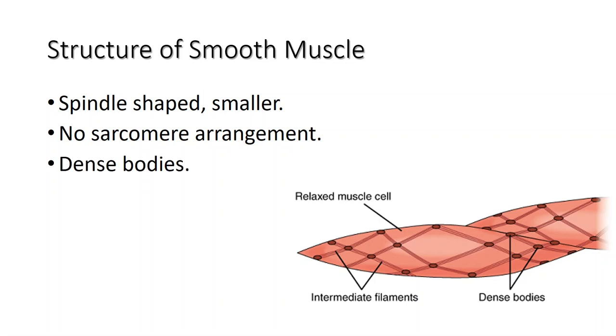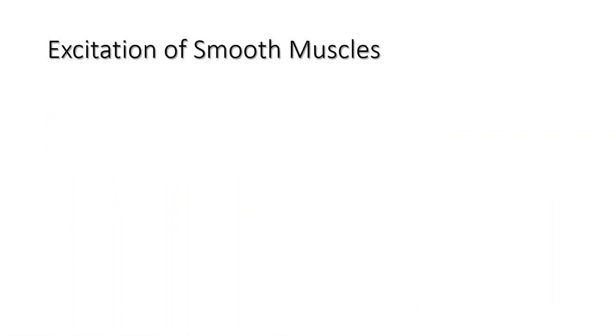The thin filaments are anchored by dense bodies. A dense body is functionally similar to the Z discs of skeletal muscle fibers and is fastened to the sarcolemma. Smooth muscles also contain intermediate filaments. Smooth muscle is not under voluntary control, thus it is called involuntary muscle.